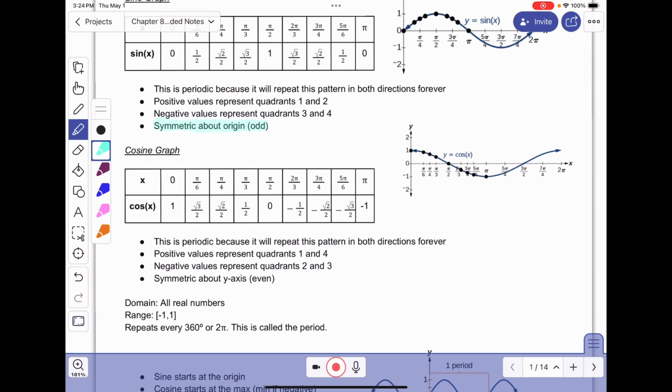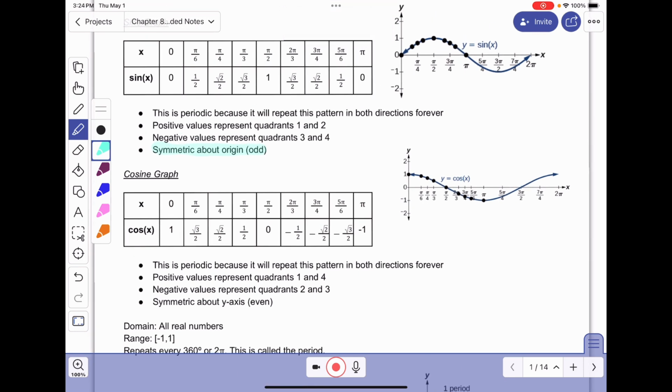Cosine is similar. We have a table of those values. This one just starts at the max and goes down and up. The period is still 2 pi, and it repeats that over and over again. Positive values are when cosine's positive. Negative values are when cosine's negative.